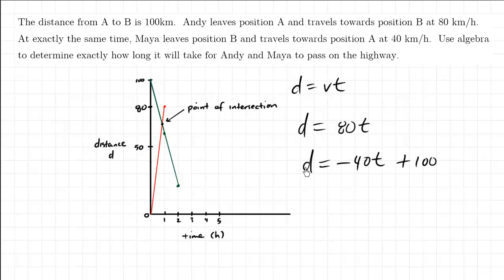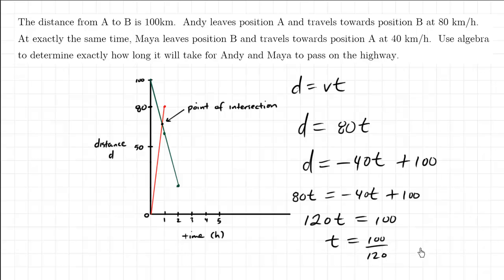Now, because the two d's are the same, we can simply equate these other two pieces here. We'll say that 80t equals negative 40t plus 100. I'm going to move this negative 40 over, so I have 120t equals 100. Divide both sides by 120. We get t equals 100 over 120. So we're talking about hours, so this is exactly equal to 0.8333 repeating hours.